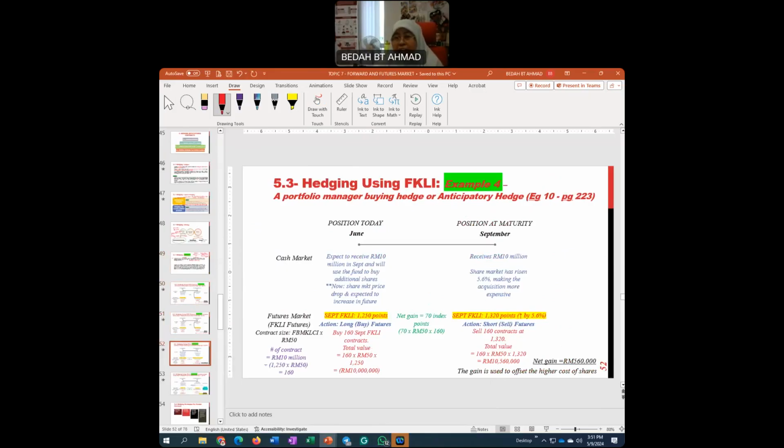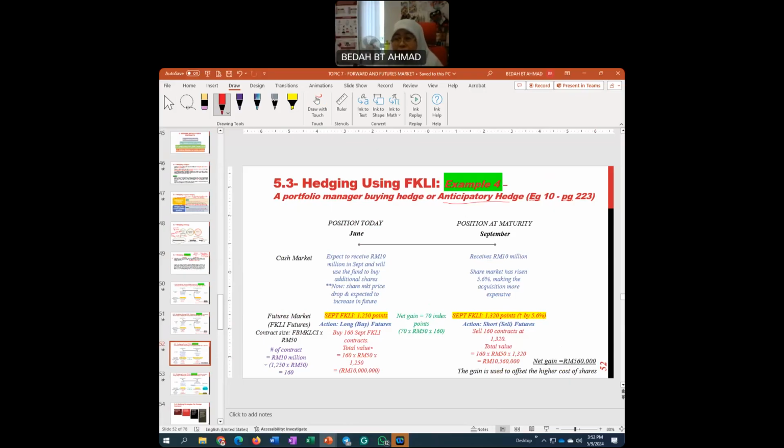So if you see, the way we hedge is similar to the FCPO, where we have the four quadrants of the two markets, the cash market and the futures market, then four quadrants of the opening and closing for the cash market and futures, and the variation gain or loss column. Okay, this one is for anticipatory hedging, where the fund manager expects to receive funds in the future.